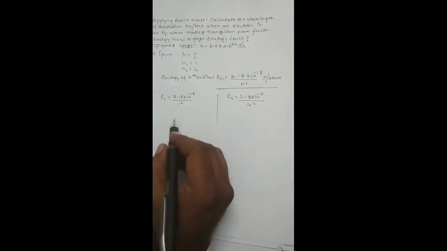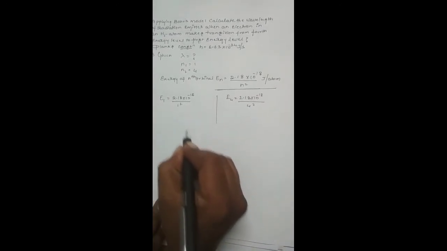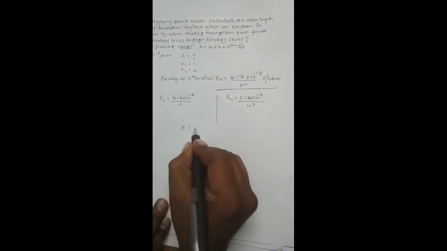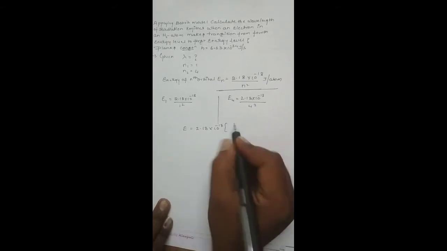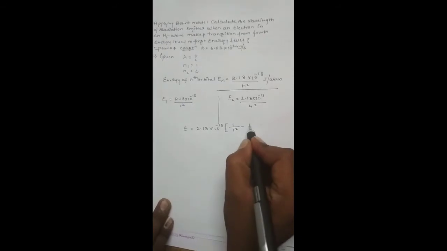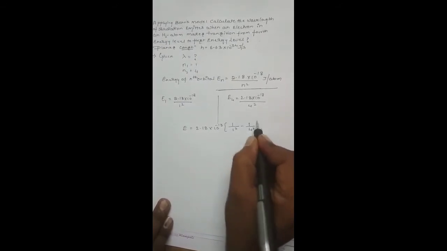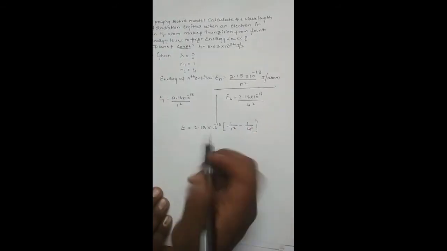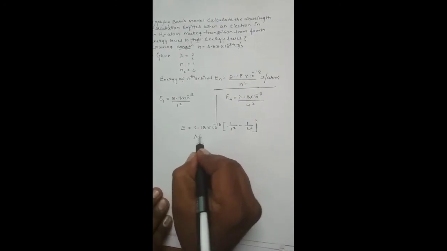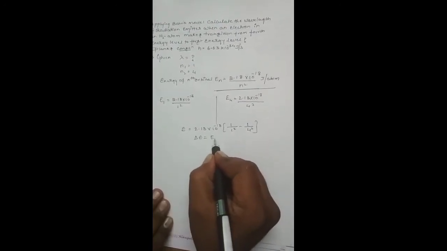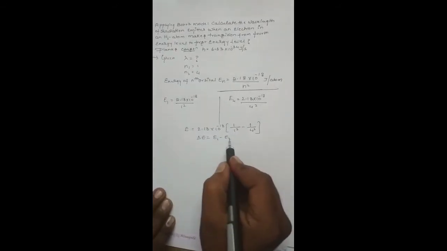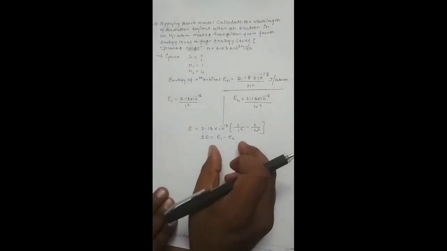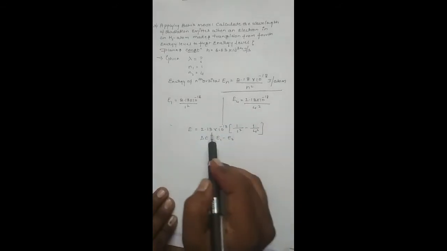We know that energy E is equal to 2.18 into 10 to the power of minus 18. We can write 1 by 1 square minus 1 by 4 square, correct? How can we write this? By using the change in energy, which is E1 minus E4. Okay, while taking 2.18 common, we get this formula.